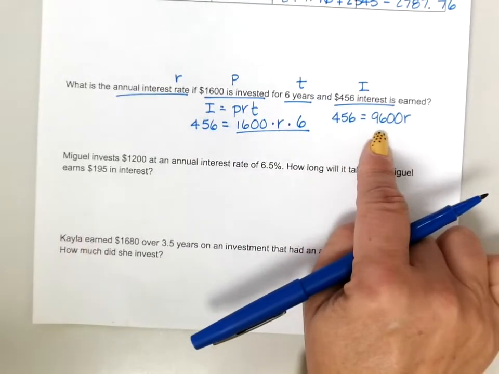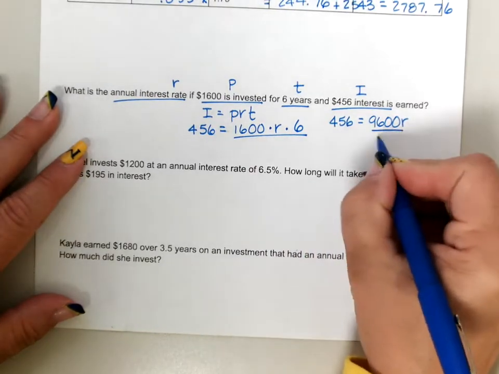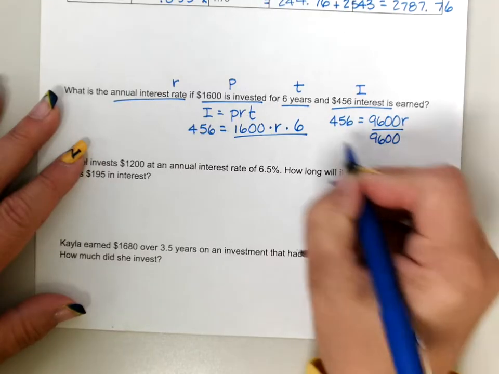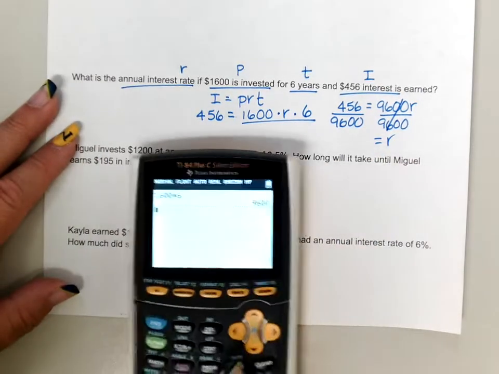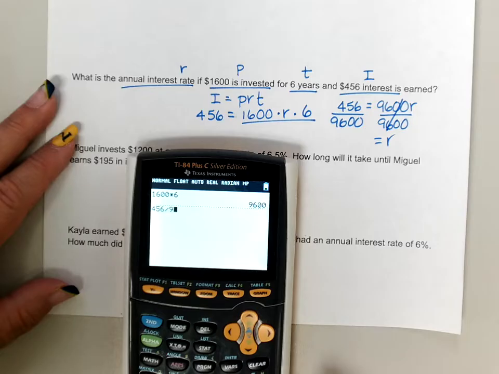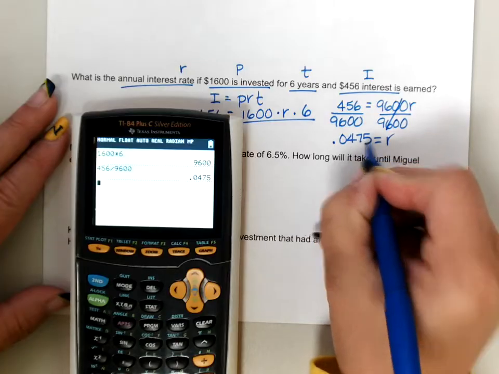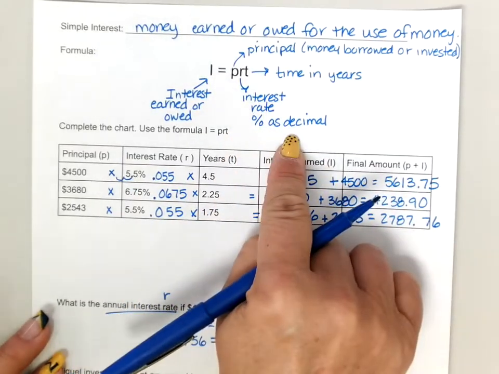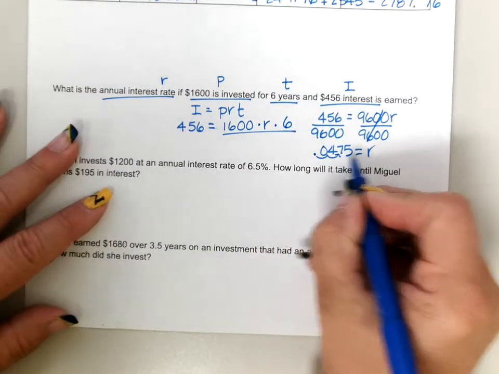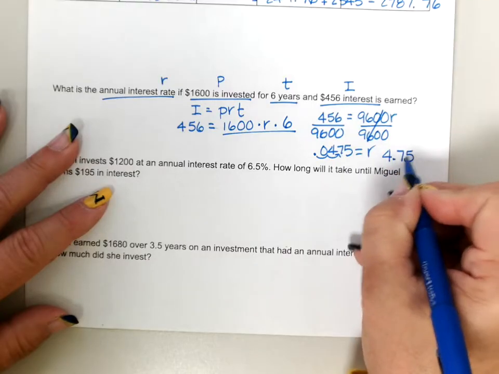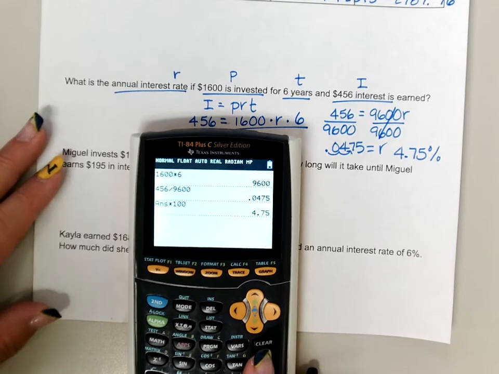Now, we've done equations like this where we're trying to find R, and we need to get rid of this number in front of it. Well, to do that, we said we would divide it by itself, but it's no longer balanced unless I divide on both sides. So what happens there is it crosses out. Here we have 456 divided by 9,600, and it comes out to this decimal. Remember, we said that R was the interest rate, which was the percent as a decimal. So if I want the percent, I then have to move that decimal over 2, and I get 4.75%. What else could I do? I could have timesed it by 100 to get the percent as well.